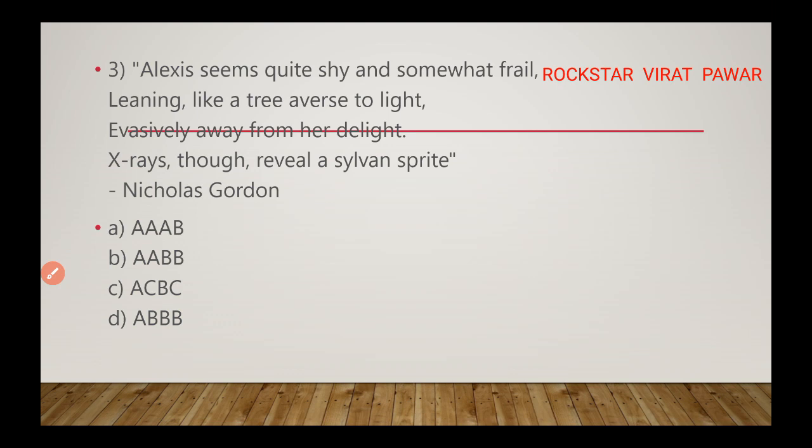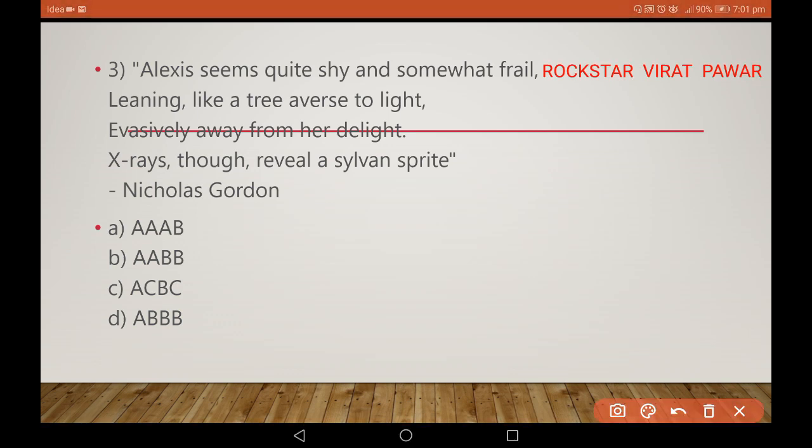Now we will find the third poem's rhyming scheme. See, "Alexis seems quite shy and somewhat frail, leaning like a tree averse to light, avowedly away from her delight. X-rays through reveal a slime sprite." Okay, the words frail and light are not rhyming pairs.